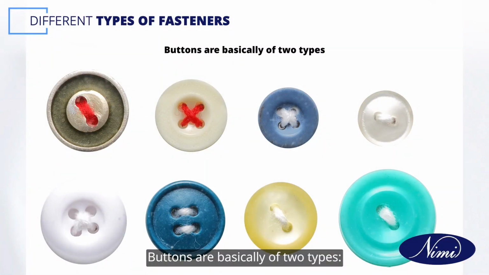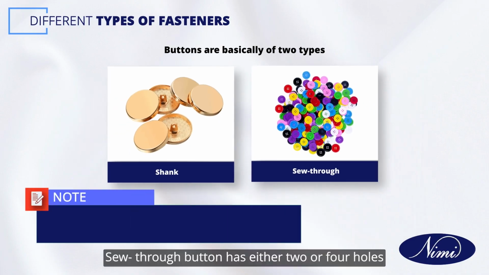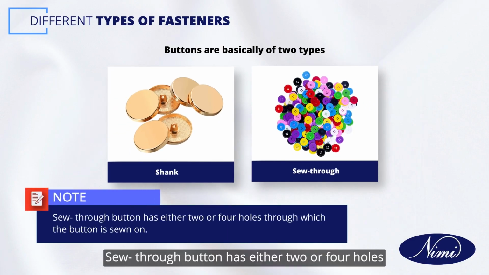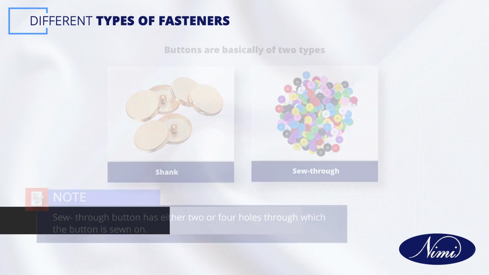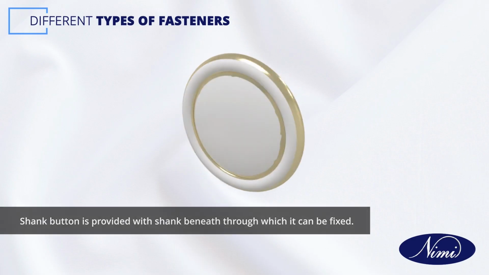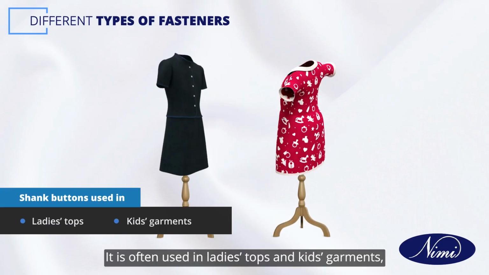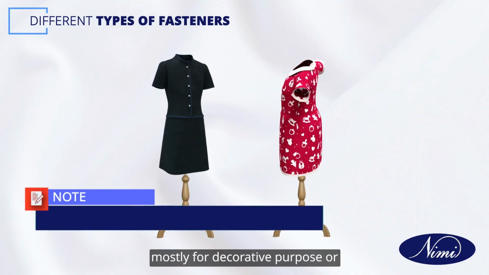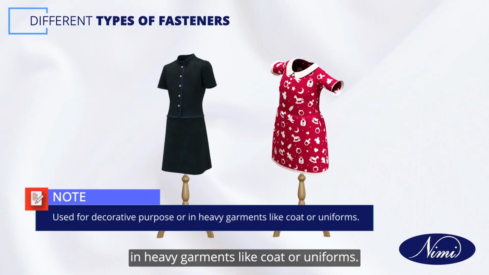Buttons are basically of two types, shank and sew-through. Sew-through button has either 2 or 4 holes through which the button is sewn on. Shank button is provided with shank beneath through which it can be fixed. It is often used in ladies' tops and kids' garments, mostly for decorative purpose or in heavy garments like coat or uniforms.